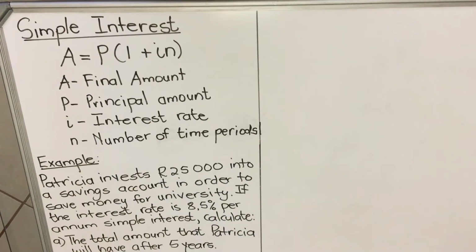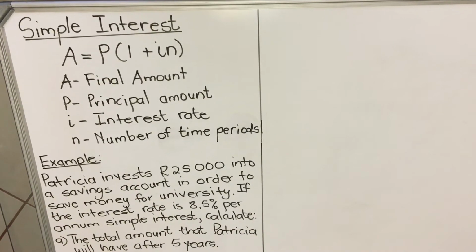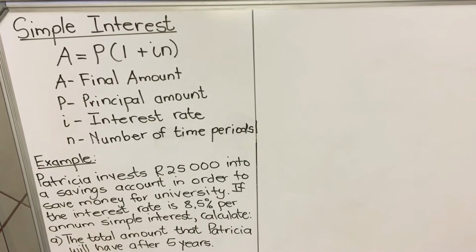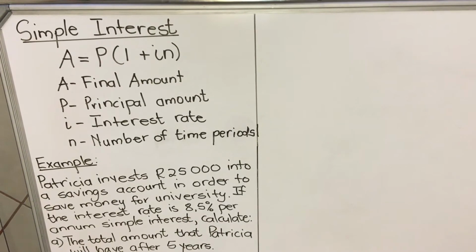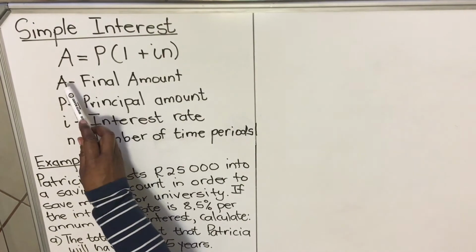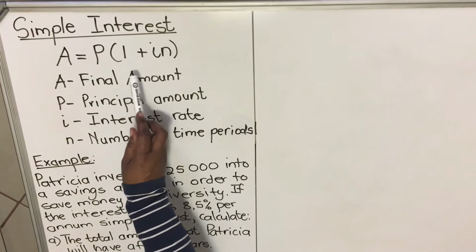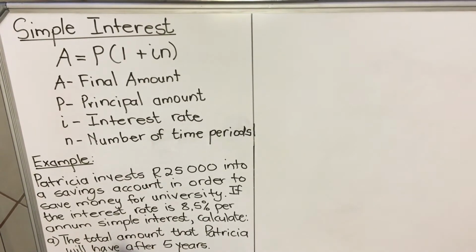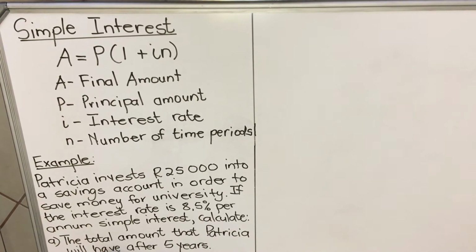Hello everyone, this is a section on financial maths in maths. We're going to do simple interest first and then compound interest. With maths you use formulas. Simple interest is A = P(1 + iN). If you are in grade 10 or grade 11, you have to memorize the formula. You are not given a formula sheet.